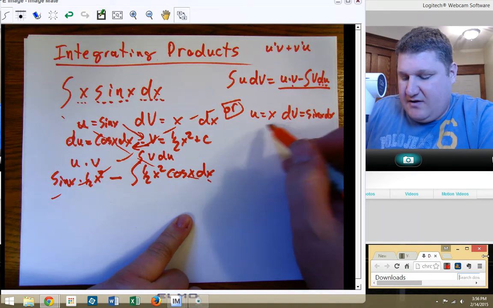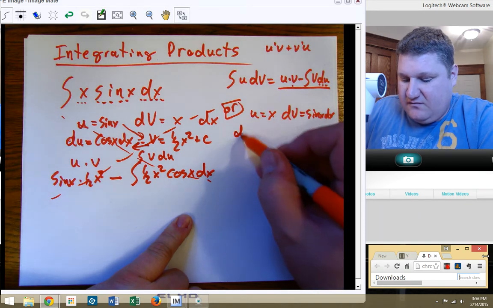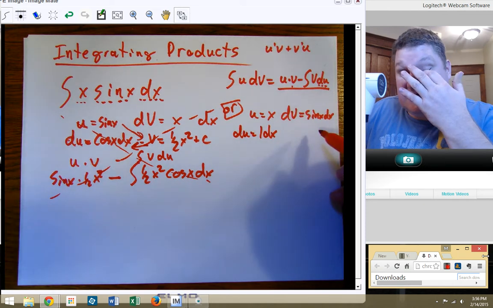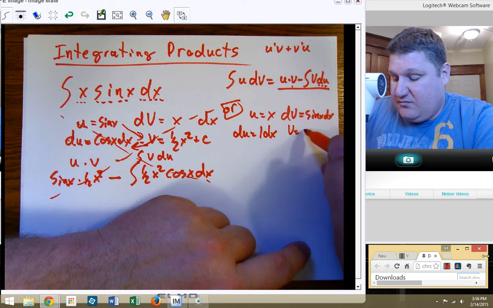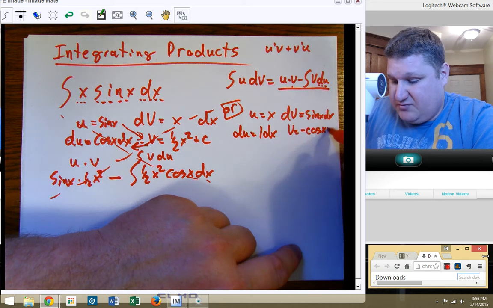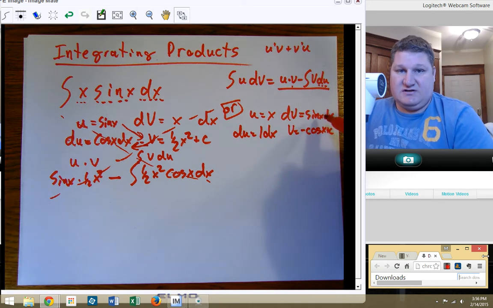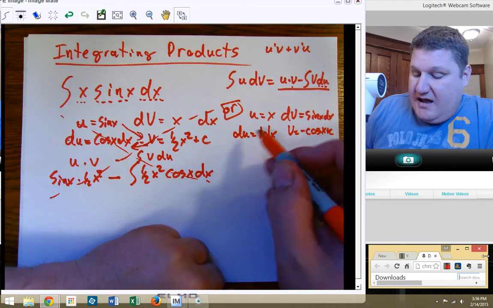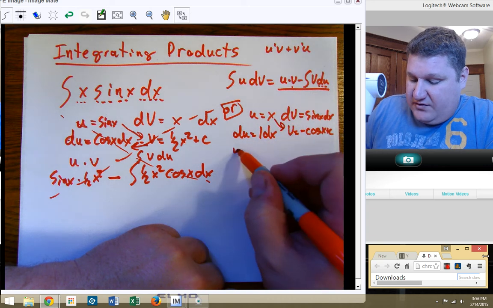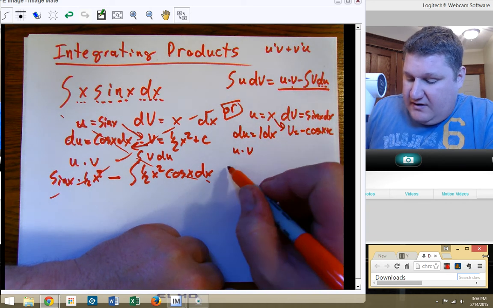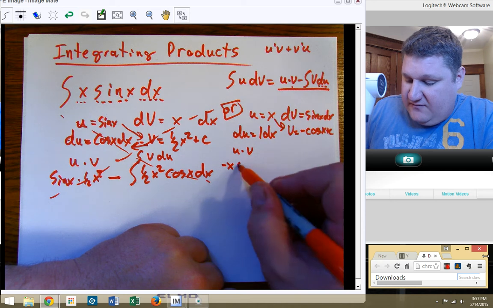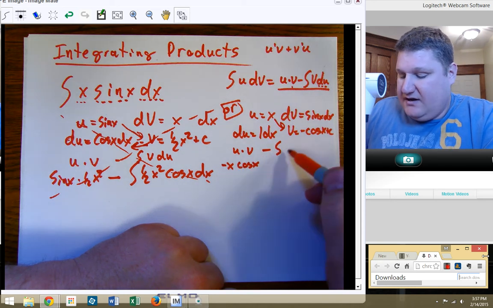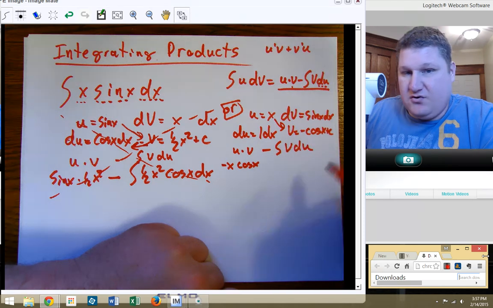Let's go over here and see what happens. In this case, I have u equals x, so du equals 1 dx. V equals the integral of sine x dx, so v equals negative cosine x plus c, because when we're integrating sine x, we're going to get a negative cosine x. Now, when we attempt to do this, u times v, we're going to get x times negative cosine x, and then the plus c we can tack onto the end, minus the integration of v du.